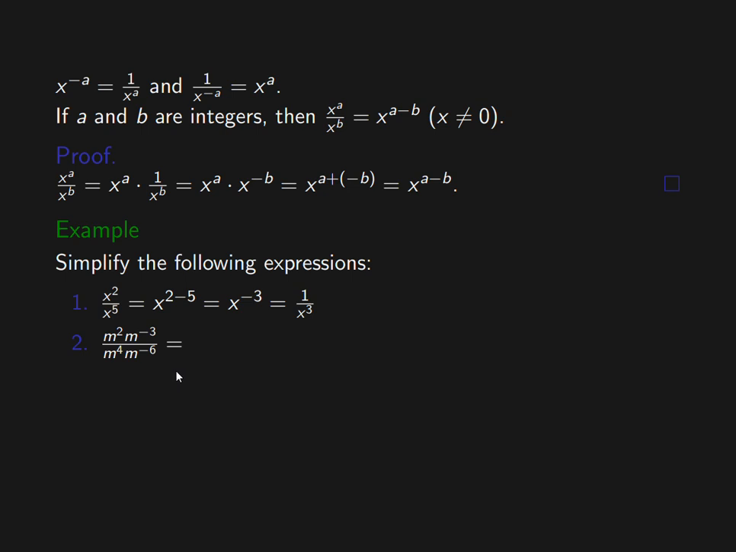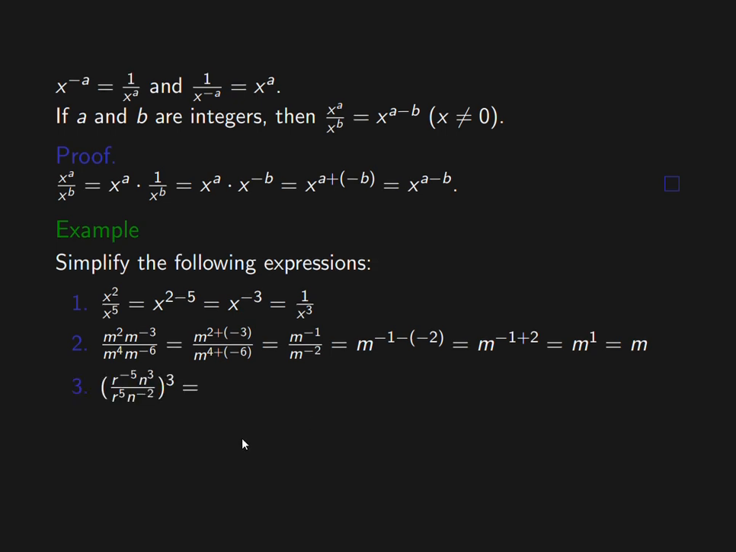Another example, m squared times m to the power of minus 3 divided by m to the power of 4 times m to the power of minus 6. First, we apply the rule that if the base is the same, we add the exponents. So we have m to the power of 2 plus minus 3 divided by m to the power of 4 plus minus 6. So this gives us m to the power of minus 1 divided by m to the power of minus 2. And now we apply the rule that if the base is the same and we're dividing two expressions, we subtract their exponents. So we have m to the power of minus 1 minus minus 2, which is m to the power of minus 1 plus 2, which gives us m.